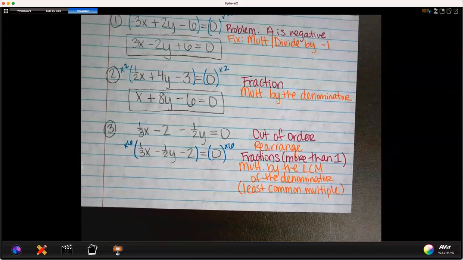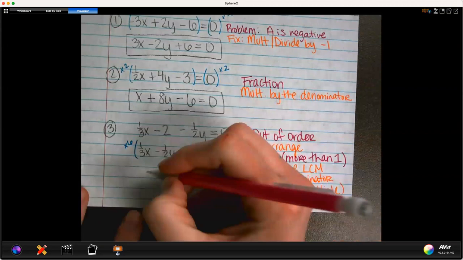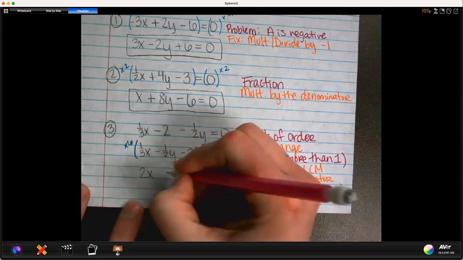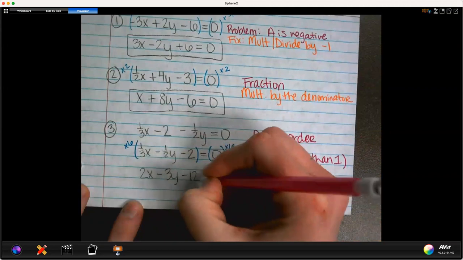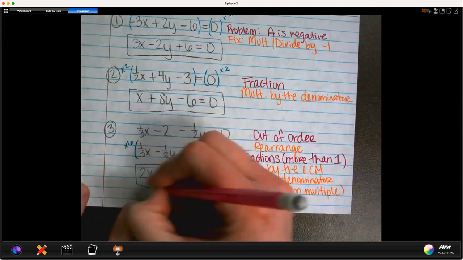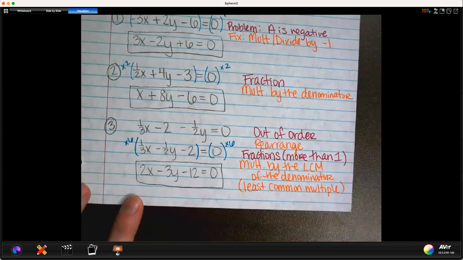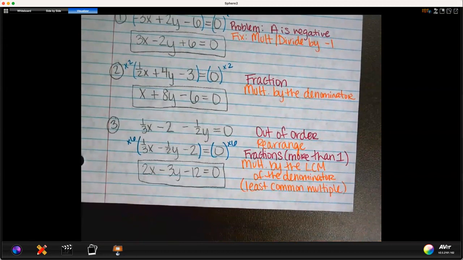All right, what do we get for our answer? That is correct. 2x minus 3y minus 12 equals 0. Yep. Only A has to be positive. B and C can be negative. So B and C can be positive or negative. A has to be positive.